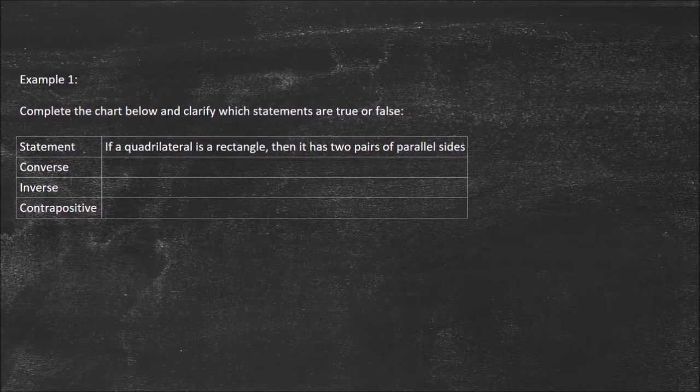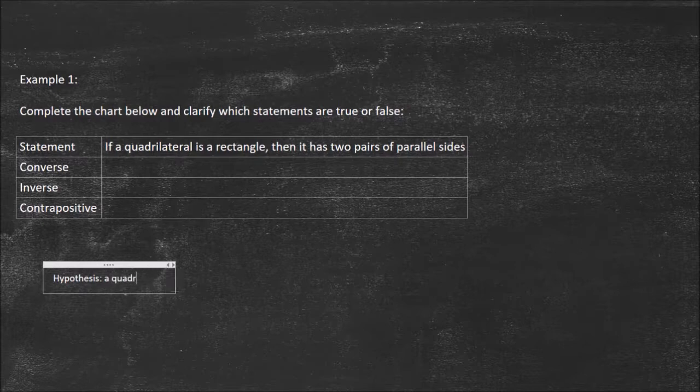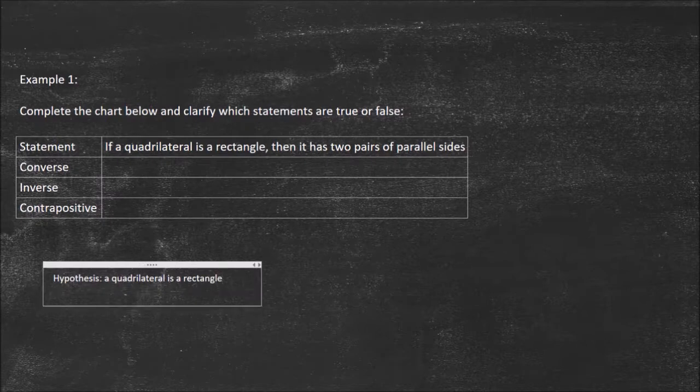Okay, so first I want to identify my P and Q. So P, as you know, is the hypothesis. I'm just going to type this in actually because I have my keyboard with me. So hypothesis. Well, in this case, that's the P, that's what comes after the if. So that's a quadrilateral is a rectangle. That's kind of our P value. That's the hypothesis. And then we're saying because that happens, our conclusion is that it has two pairs of parallel sides. Okay, that sounds good to me.